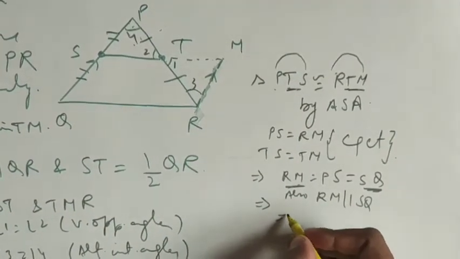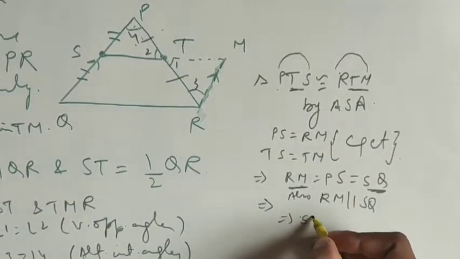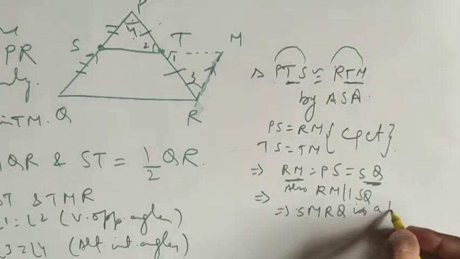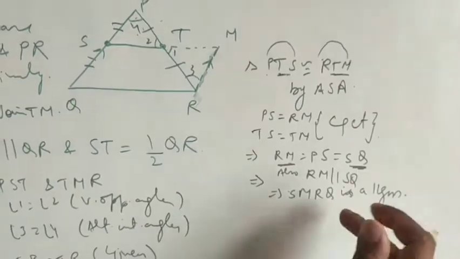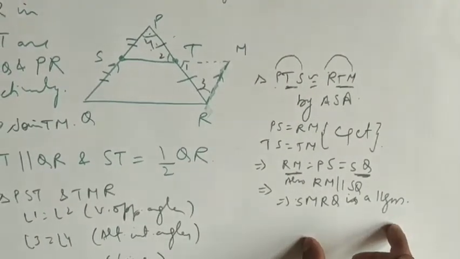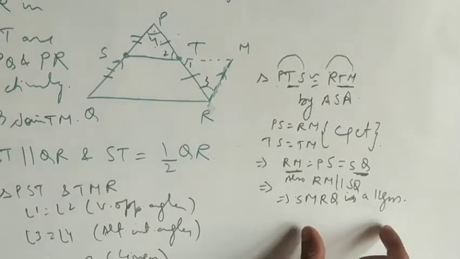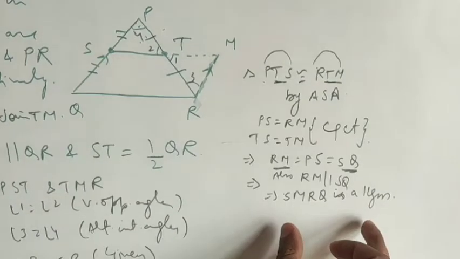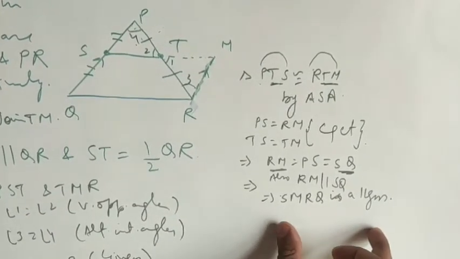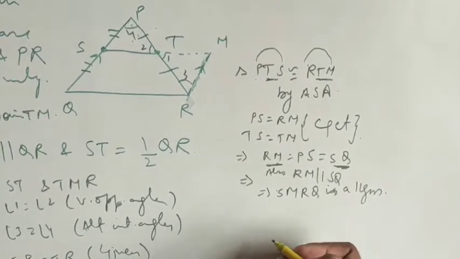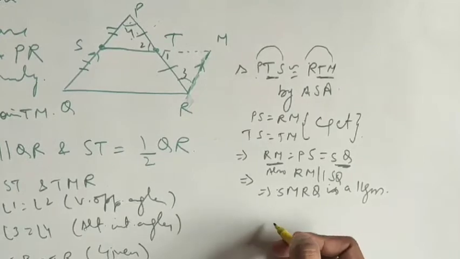So therefore SMRQ is a parallelogram. Why? Because if in any figure you find a pair of opposite sides parallel and equal, then it will always be a parallelogram. A pair of opposite sides parallel and equal means it will be a parallelogram. So SMRQ is a parallelogram.